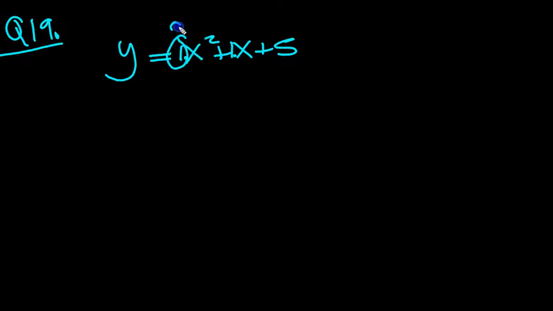So the number of x squareds is a. The number of x's is b. So they're both ones. And the constant term is c.